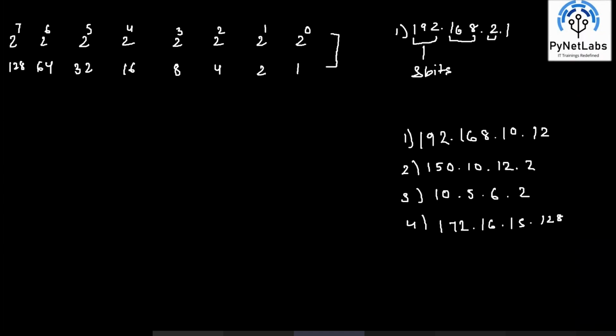Amazingly done by everyone and very well tried. Let's solve these here and you can verify your answers. Let's begin with the first one, 192.168.10.12. For 192, we will take 128 as on, and after that we will take 64. The rest of them will be 0.